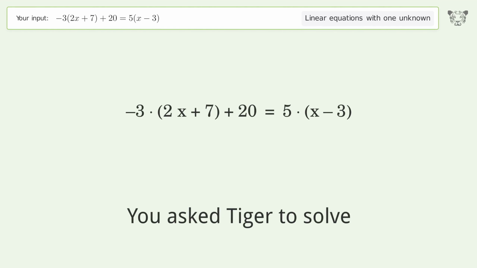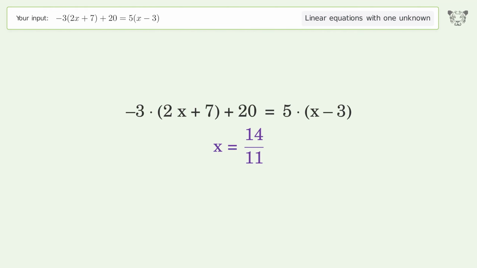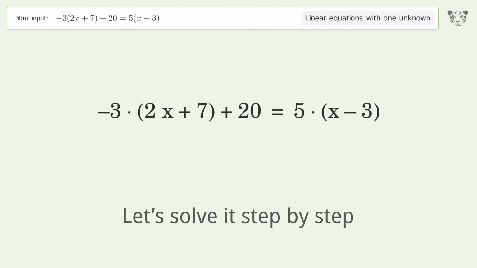You ask Tiger to solve. This deals with linear equations with one unknown. The final result is x equals 14/11. Let's solve it step by step.